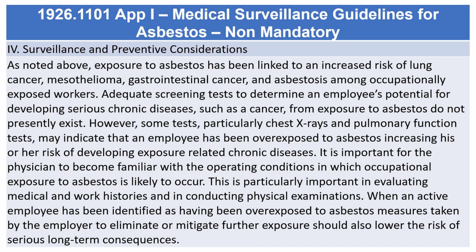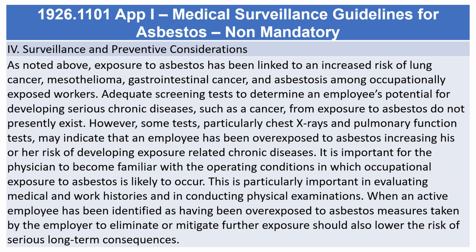Adequate screening tests to determine an employee's potential for developing serious chronic diseases, such as a cancer, from exposure to asbestos do not presently exist. However, some tests, particularly chest X-rays and pulmonary function tests, may indicate that an employee has been overexposed to asbestos, increasing his or her risk of developing exposure-related chronic diseases.